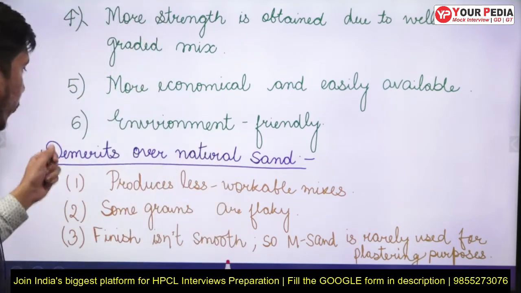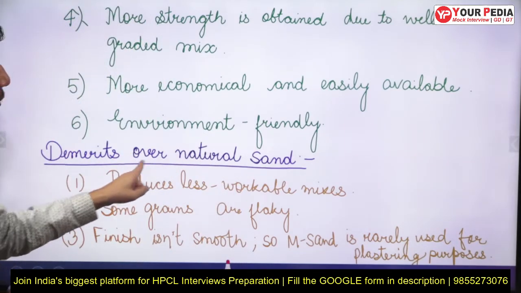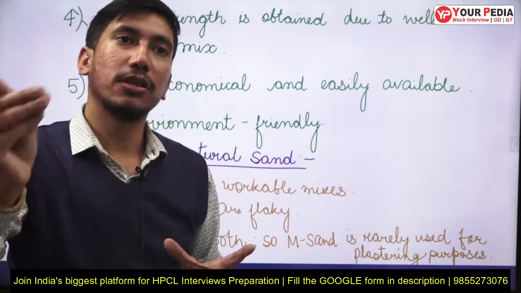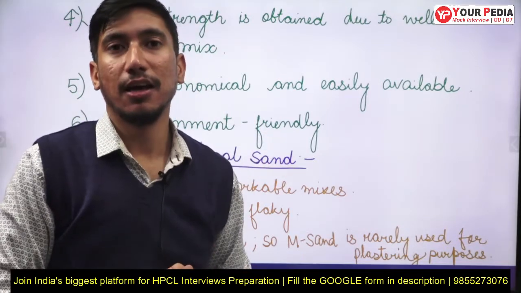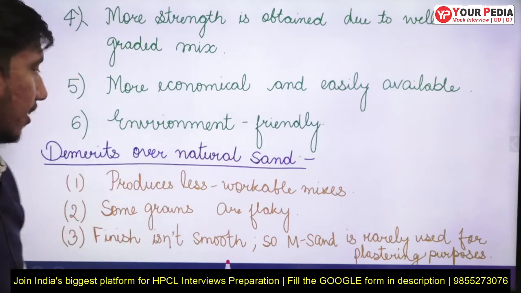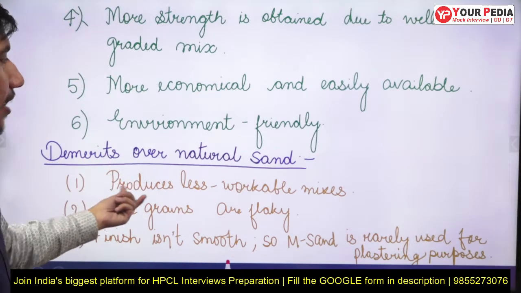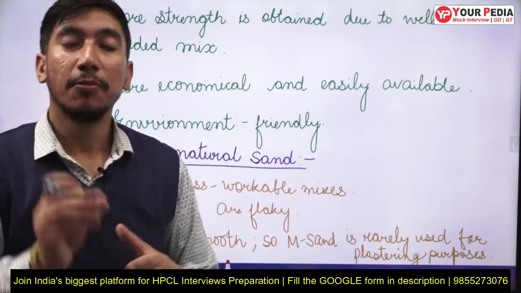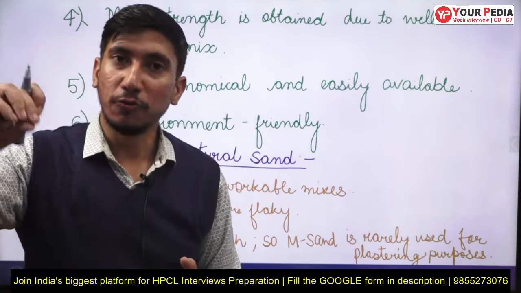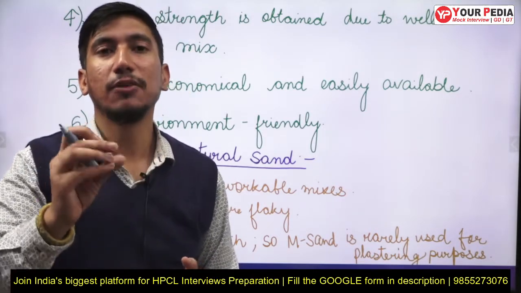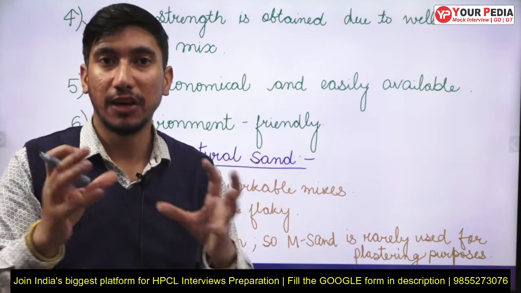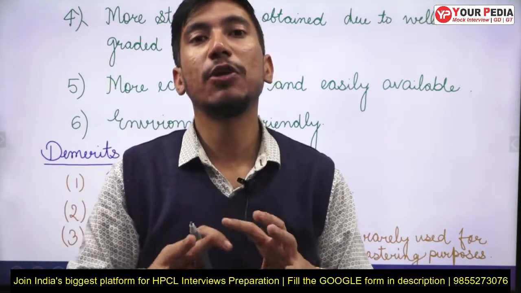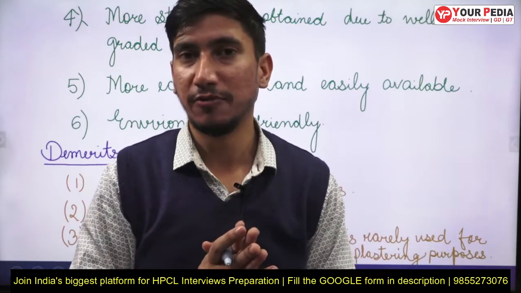Now coming to the demerits of M sand over natural sand. How is M sand not better, how is natural sand better over M sand, that we are going to discuss. The first is that M sand has angular particles, so it will produce less workable mixes because it will have more voids. The water will go into these voids, and the water which is available for making the mix workable will be less, so less free water will be available. So our mix will not be as workable as we would have wanted it to be.